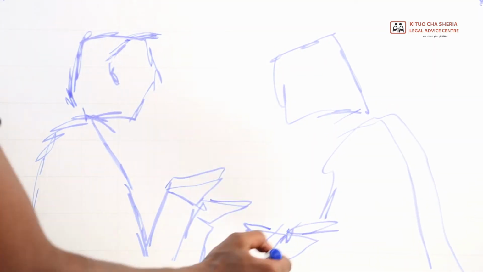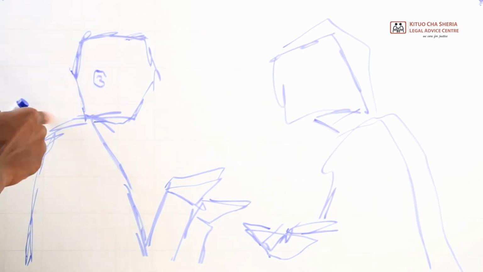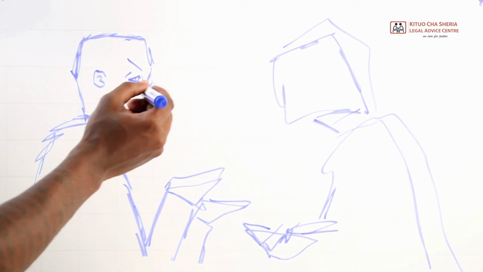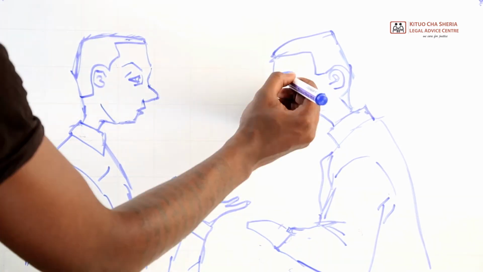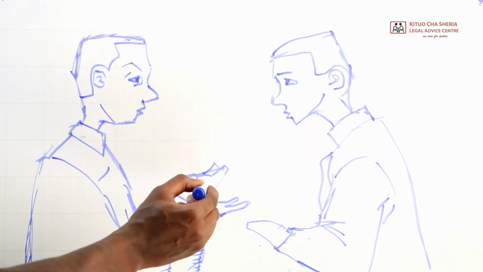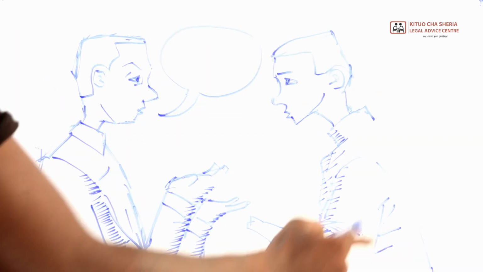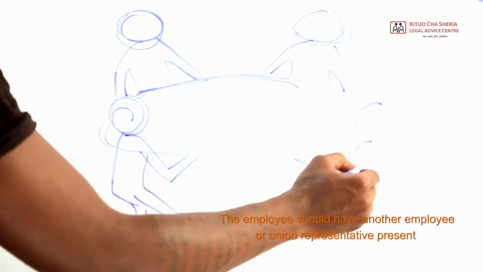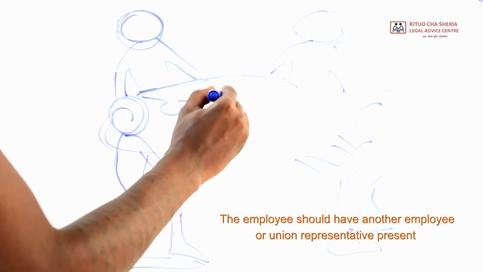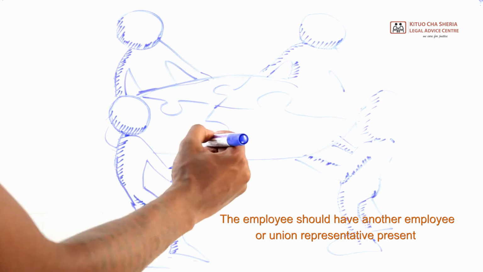If an employee who receives notice of termination is not able to understand the notice, the employer should orally explain the notice to the employee in a language the employee understands. The employee should have another employee or union representative of his or her choice present during this explanation.